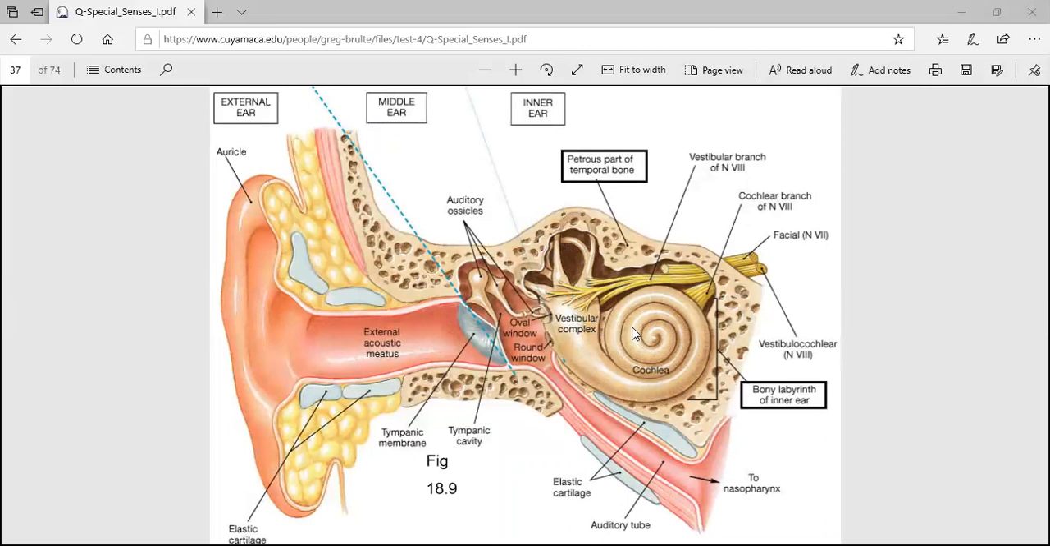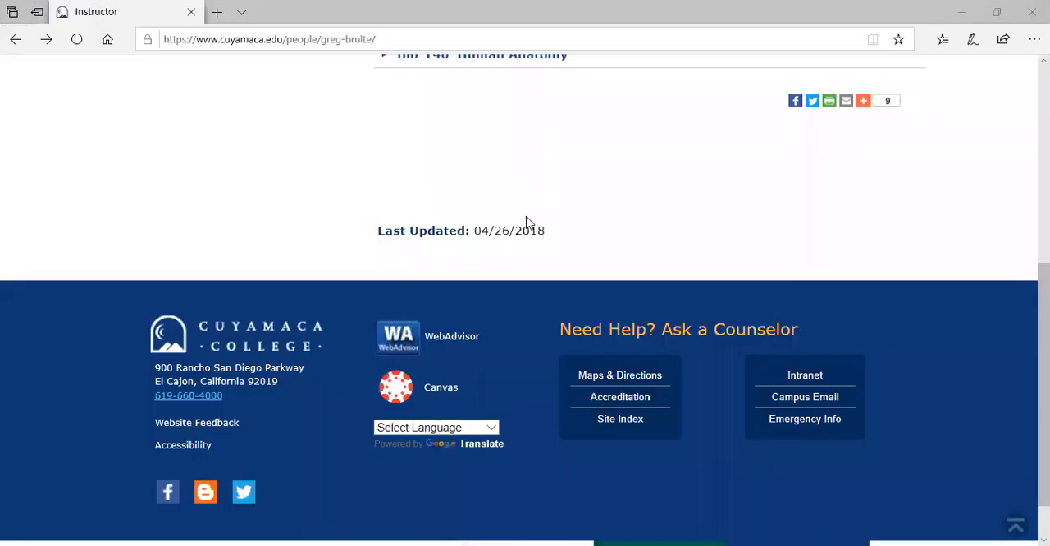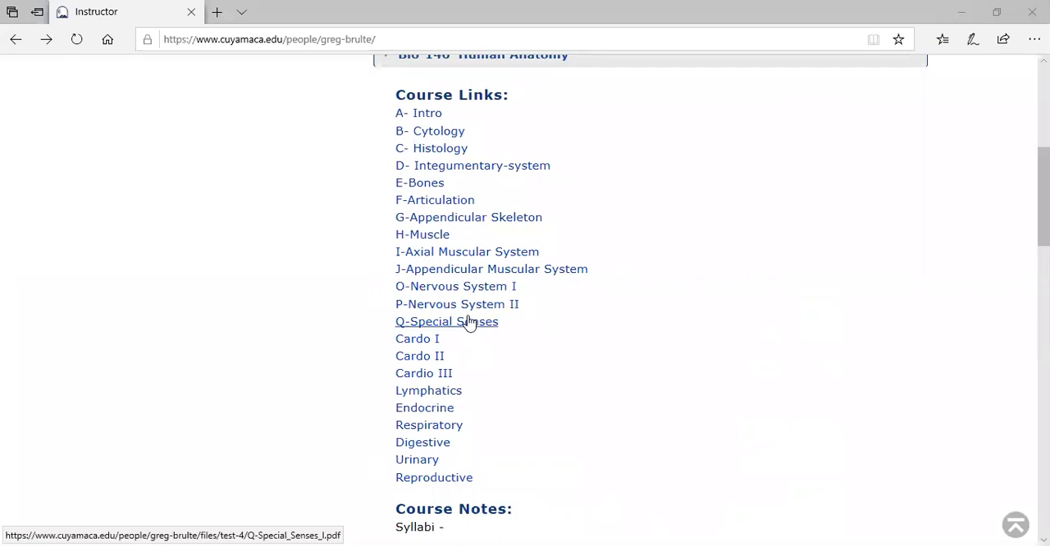And inside that bony labyrinth is a membrane-bound area, and that would be the membranous labyrinth. And they usually draw that in blue. I should have a picture of that. Oops, sorry. Let's go back. Sorry, I hit the wrong button.